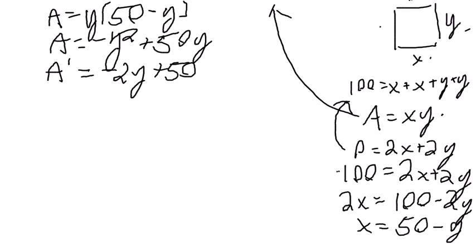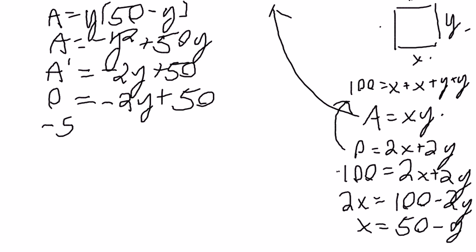From there, we can just find the maximums and minimums by setting it to 0. So we can say 0 equals negative 2y plus 50. So y equals 25. But now we can't just look at that. We also have to look at when it's 0.